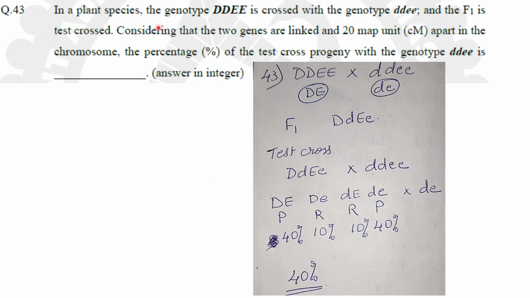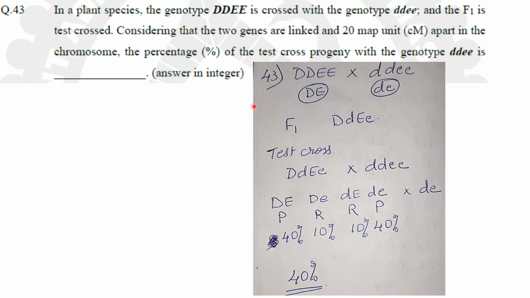Then next one, in a plant species the genotype capital D, capital D, capital E, capital E is crossed with all small letter d and e. And the F1 is test crossed. Okay. Considering that the two genes are linked and 20 map units apart in the chromosome, the percentage of the test cross progeny in the genotype small d small d small e small e is.